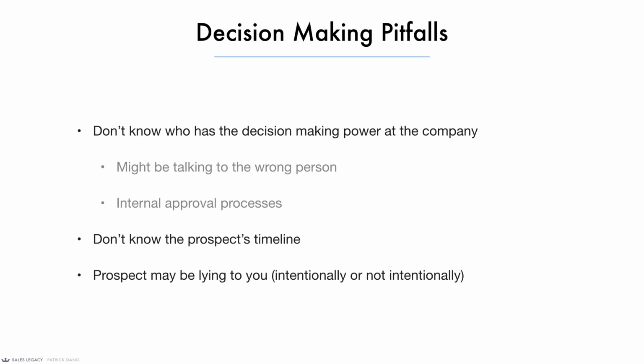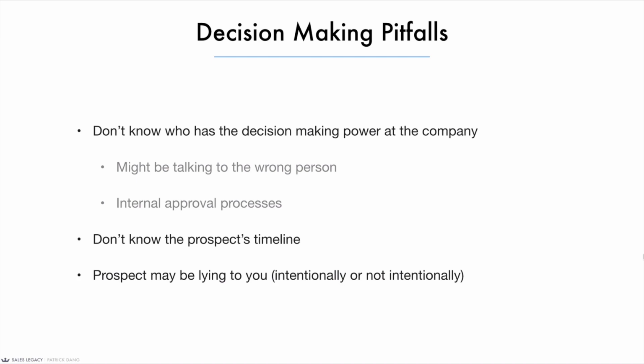Now, prospects also may be lying to you. It could be intentional or not intentional. What I mean by this is that if, let's say, you're talking to a low-level person and you ask them, hey, when do you think you can make the purchasing decision? And they say next week. And you think in your head, oh, wow, that's great, let's close it next week. But then in reality, another week passes and they say, oh, we can't do it. Another week passes, oh, they can't do it.